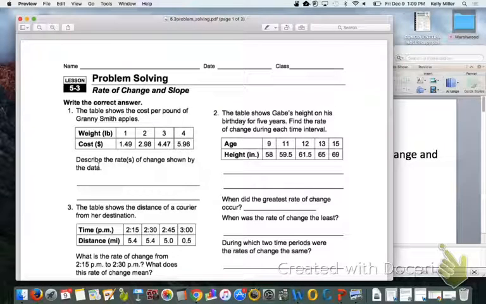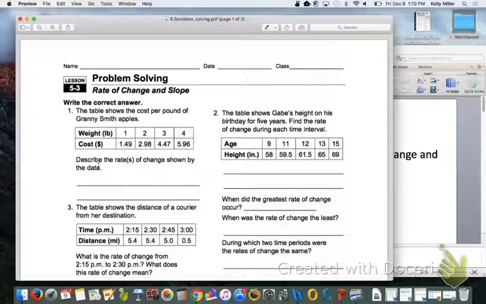Then if we go from 11 to 12, it's 2 over 1, which is just 2. We go from 12 to 13, that's 3.5 over 1, so 3.5. 13 to 15 is 4 over 2, so that's 2. So find the rate of change during each time interval. That'd be your answer for this part.